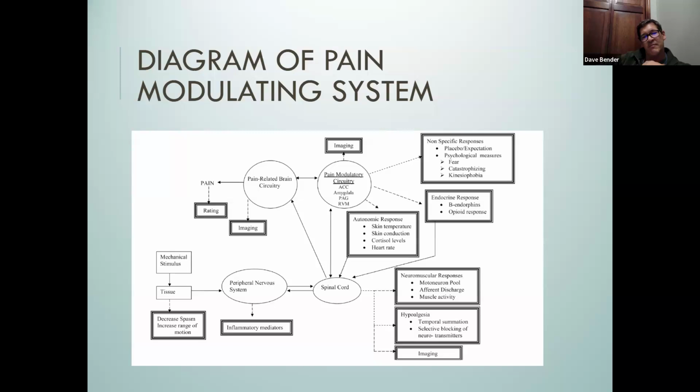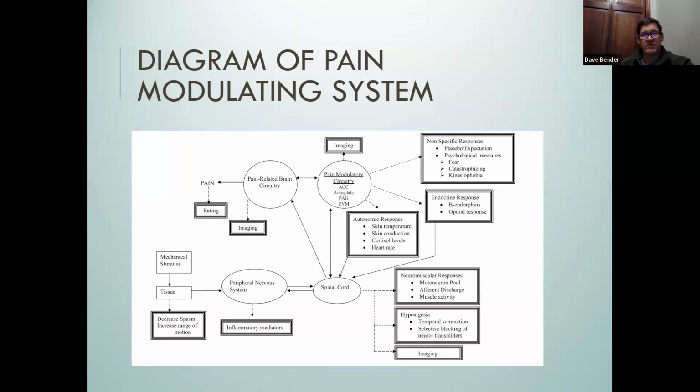But really where it starts is in the bottom left-hand column, where you see the mechanical stimulus coming into the tissue, and in that bottom left-hand corner, you see this can decrease spasm or increase range of motion. But the first mechanism, in the peripheral nervous system, is the mechanical input, whether dry needling, mobilization, manipulation, they even include massage, or you could probably put in there some of the instrument-assisted work.